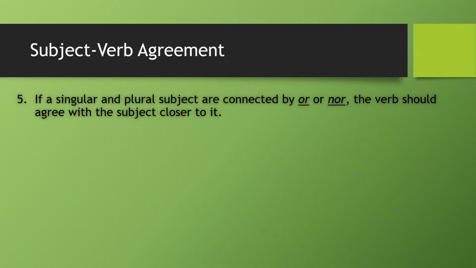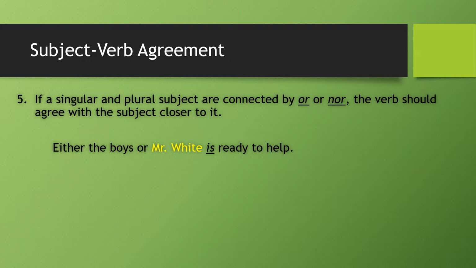If a singular and a plural subject are connected by or or nor, the verb should agree with the subject closest to it. Either the boys or Mr. White is ready to help. Now in this sentence we've got a plural subject, boys, and we've got a singular subject, Mr. White. So the subject that is closest to the verb determines whether the verb is singular or plural.